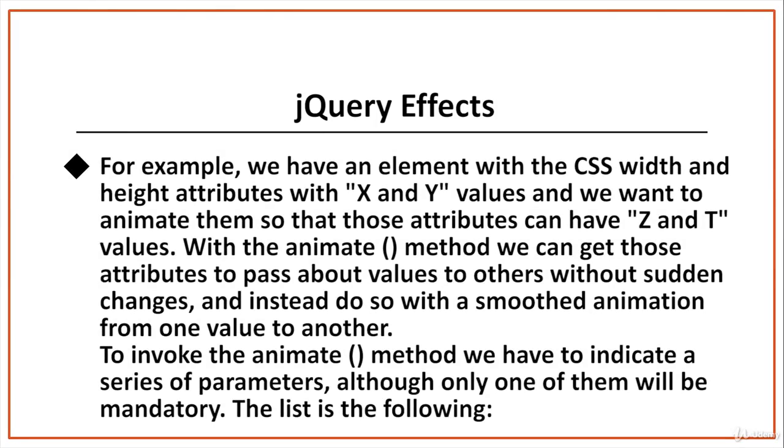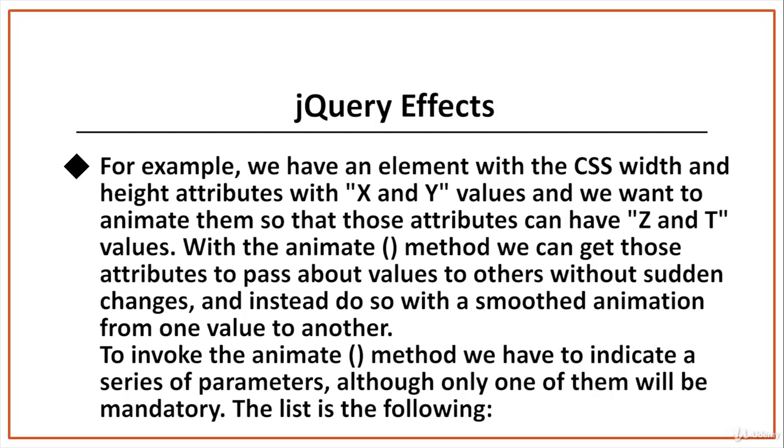For example, we have an element with the CSS width and height attributes with x and y values, and we want to animate them so that those attributes can have z and t values. With the animate method, we can get those attributes to pass from one value to another without sudden changes, and instead to do so with a smoothed animation from one value to another.